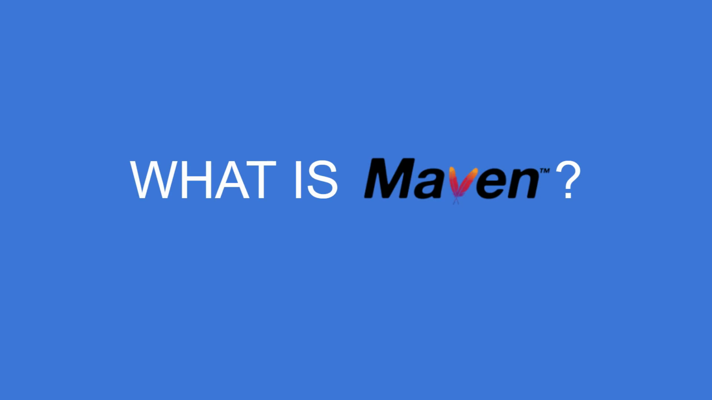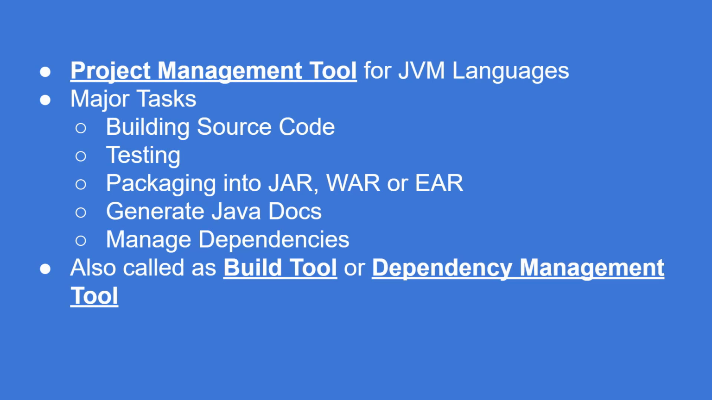So what is Maven? Maven is a project management tool which is developed to help manage projects which are developed using JVM languages like Java and Scala. The major tasks of a project management tool include building the source code, testing source code, packaging it into an artifact, handling versioning and releasing of the artifacts, generating Javadocs from the source code, and managing project dependencies. As you can see, Maven is responsible for doing lots of things, and for this reason, you will hear Maven also called a build tool or a dependency management tool.